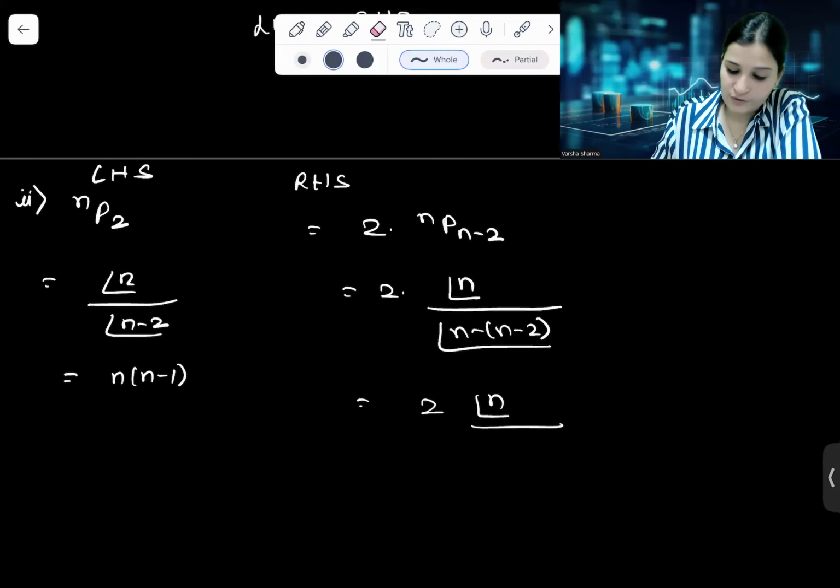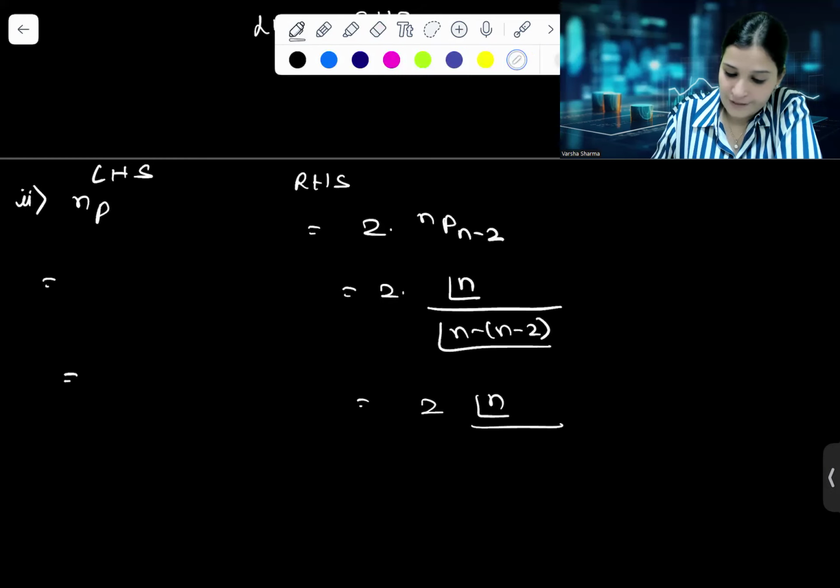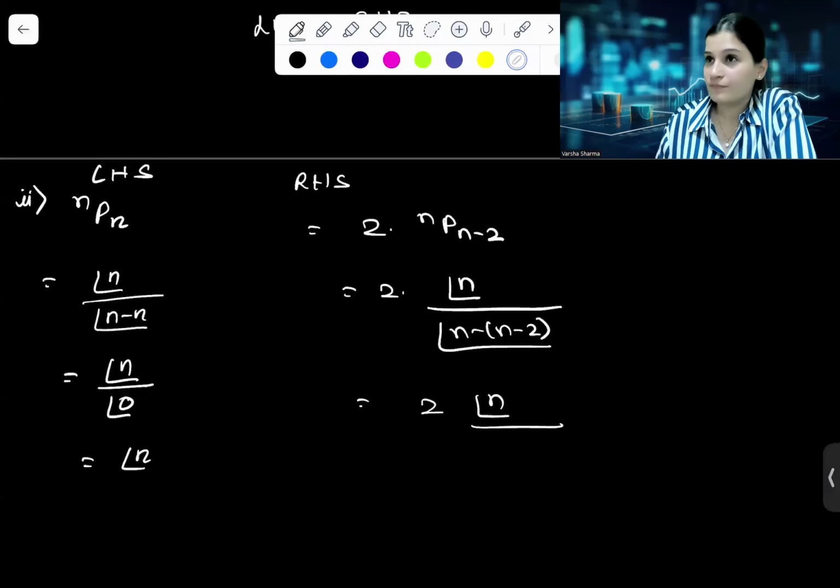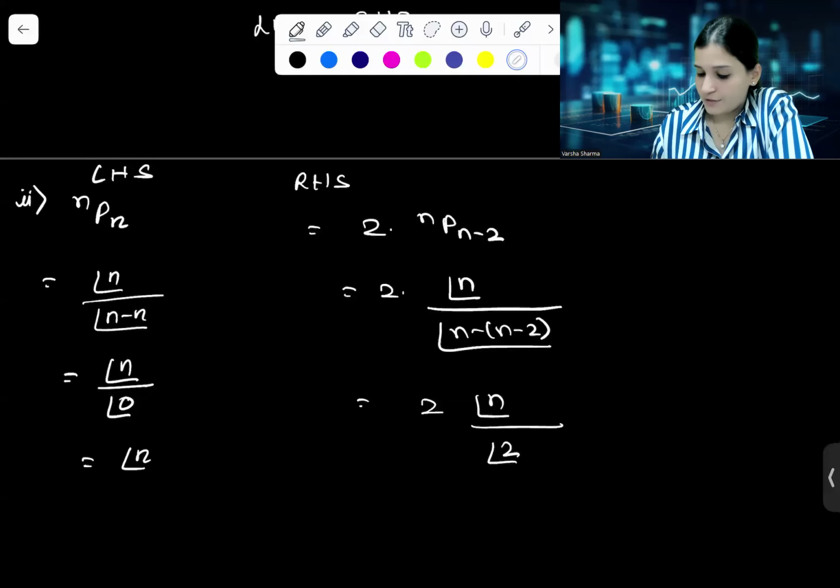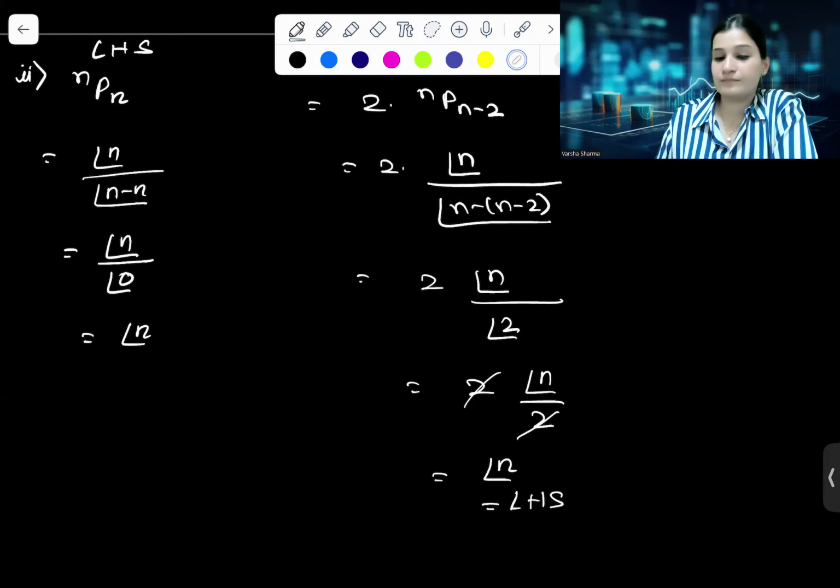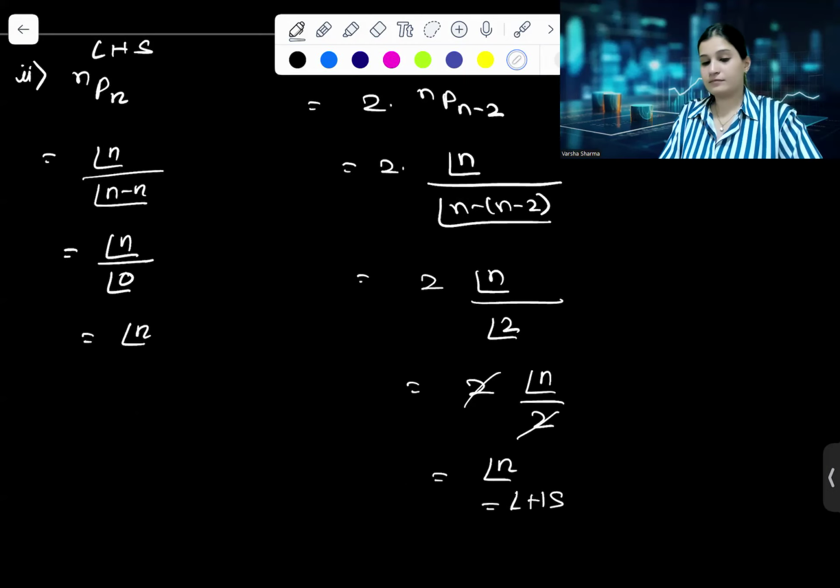My fault, I wrote the question. nPn. So factorial n upon factorial n minus n, factorial 0. Factorial 0 is 1. Here factorial 2. Factorial 2 is 2 into 1, 2. Gets cancelled. Factorial n, that is LHS. Done? Yes, ma'am.